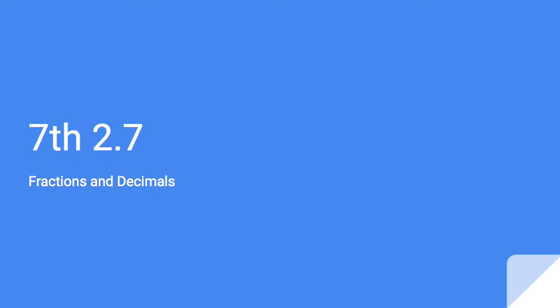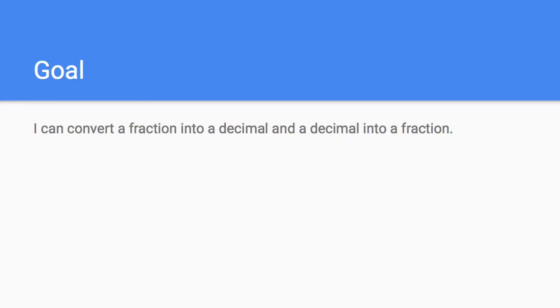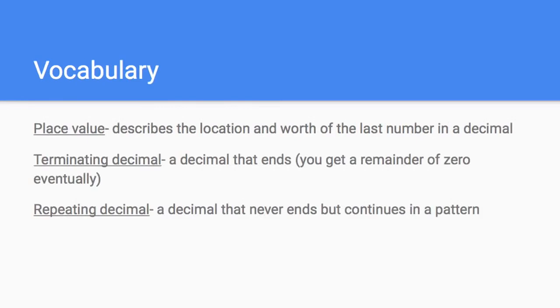7th grade, lesson 2.7, we're going to be looking at fractions and decimals. Now our goal for today is I can convert a fraction into a decimal and a decimal into a fraction. So we are going to be going back and forth. Again, let's go over our vocabulary. We have 3 terms this time.